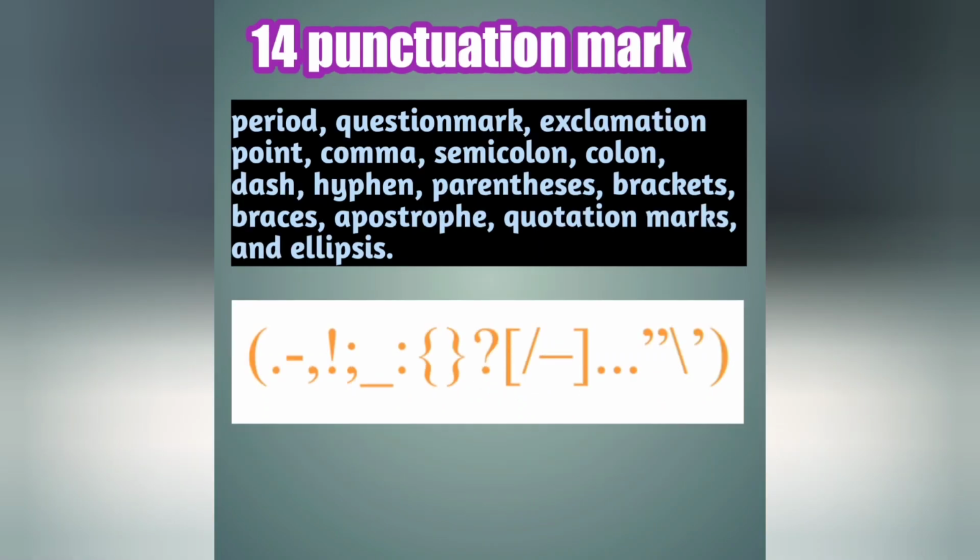Basically, we have 14 punctuation marks which are mainly used: period, question mark, exclamation point, comma, semicolon, colon, dash, hyphen, parenthesis, brackets, braces, apostrophe, quotation mark, and ellipses. So we'll learn each of the punctuations one by one.